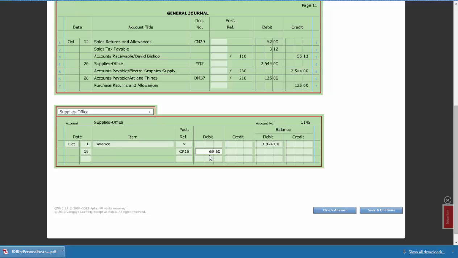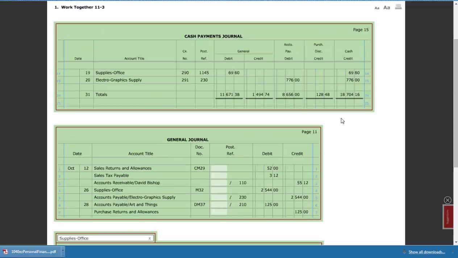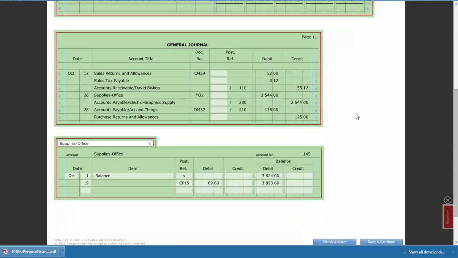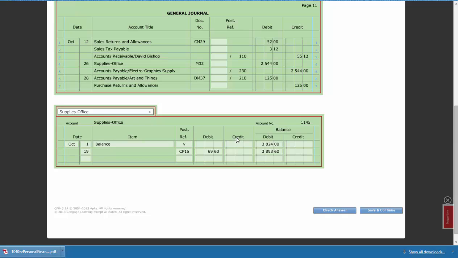Supplies had a previous balance of $3,824, and I'm going to add to it $69.60. So its new balance is $3,893.60. And again, typically the last step would be to take that account number and put it back up on top, but they already did that for you. So we posted from our cash payments journal. Now we're going to post from our general journal. I tried to skip that step before, sorry.